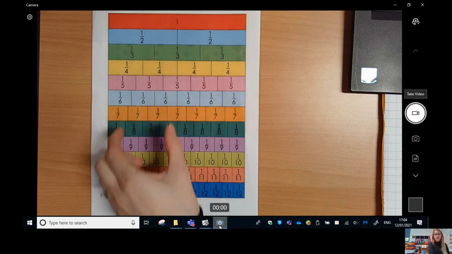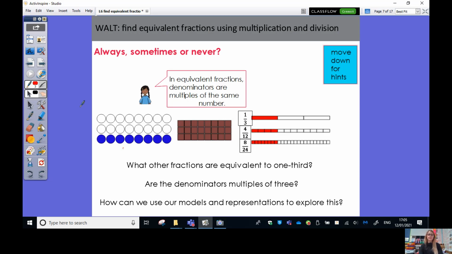Now my fraction wall only goes up to 12, but we can definitely prove the pattern. So let's have a look. So I have 1/3 is the same as, is it the same as 2 sixths? Yes, it is, because 2 sixths are the same as 1/3. My next multiple in the 3 times tables is 9, and I can see that 3 ninths are also equal to 1/3. Okay, and then my 12ths are here as well, which we've already looked at in our question, 4 12ths.